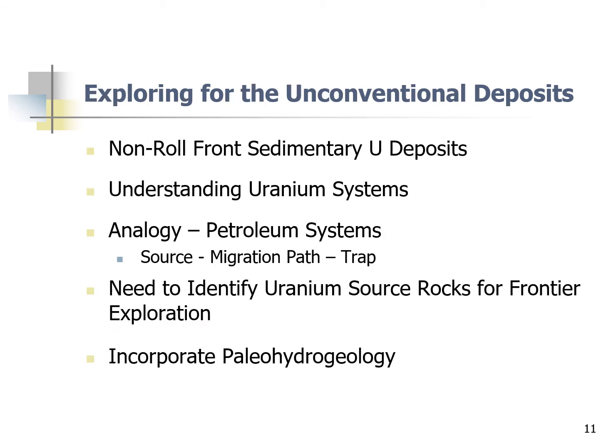If we're going to explore for unconventional deposits, that are deposits that are non-roll front or roll fronts that have been modified, we need to use a systems approach. We need to understand uranium systems. An analogy would be the understanding you have in petroleum systems, where you have a source, migration path, and a trap. We need to identify uranium source rocks for frontier exploration. And we also would need to incorporate paleohydrogeology.